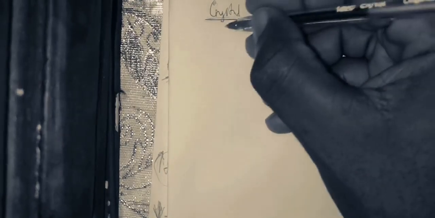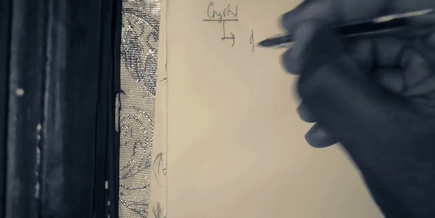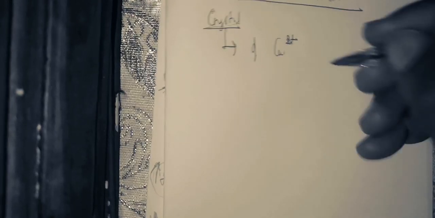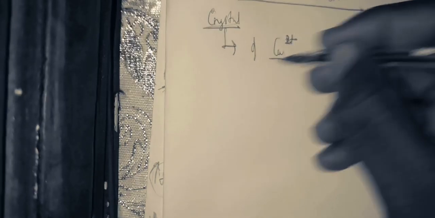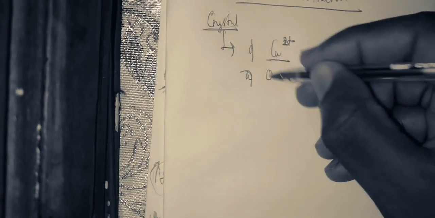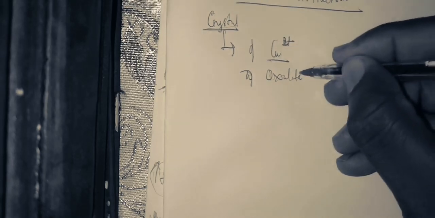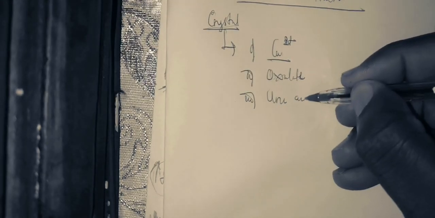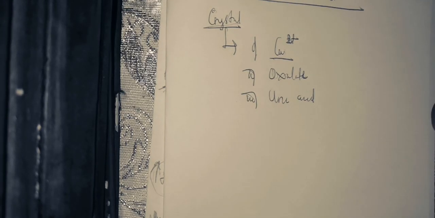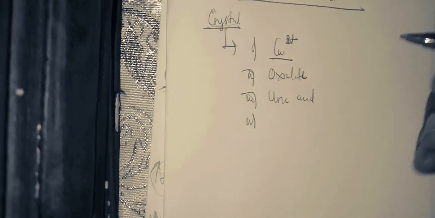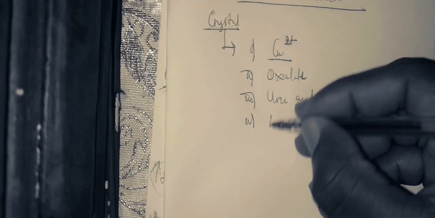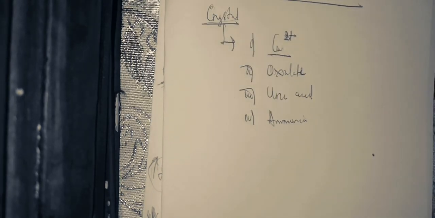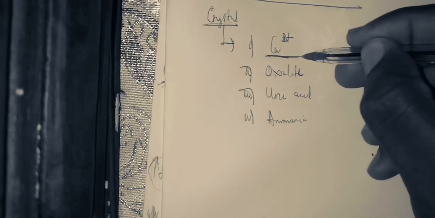Is it clear? The crystals can be crystals of calcium, generally calcium. You can have crystals of calcium. The second one is oxalate, so we have crystals of oxalate, and we have crystals of uric acid. Is it clear? Crystals of uric acid. And then the next one, we have crystals of ammonia. Is it clear? Crystals of ammonia. Now, the question that you have to know is what?